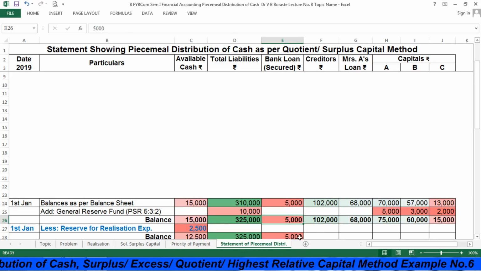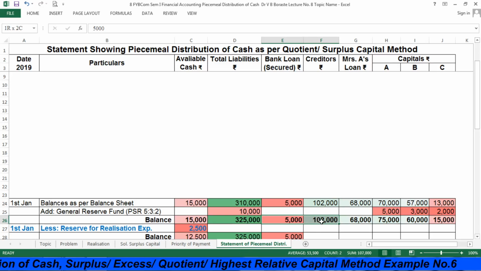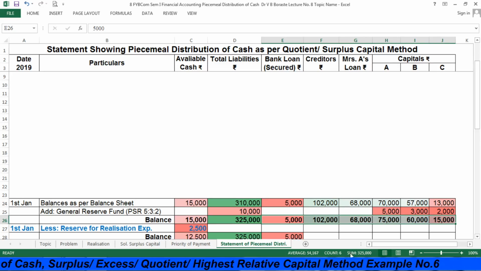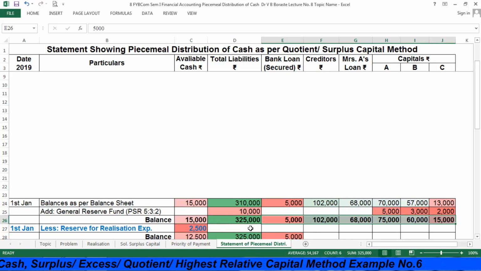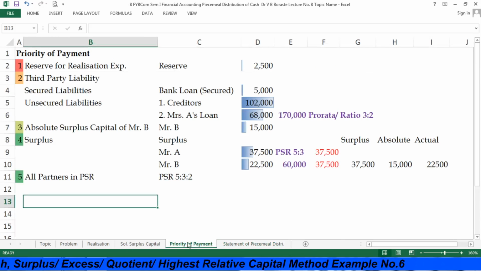Total liability is what? Total liability is the total of bank loan, creditors, Mrs. A's loan, then all partners' capital. That is nothing but the total of all the liabilities, 3,25,000, we have to pay. Okay, now let's go to the priority of payment.